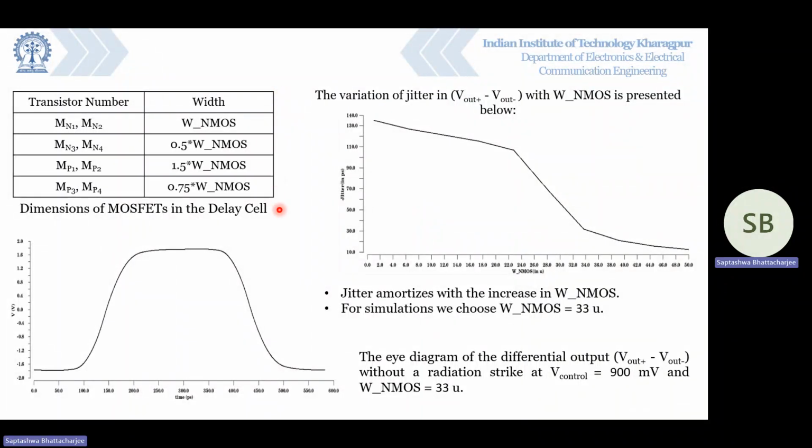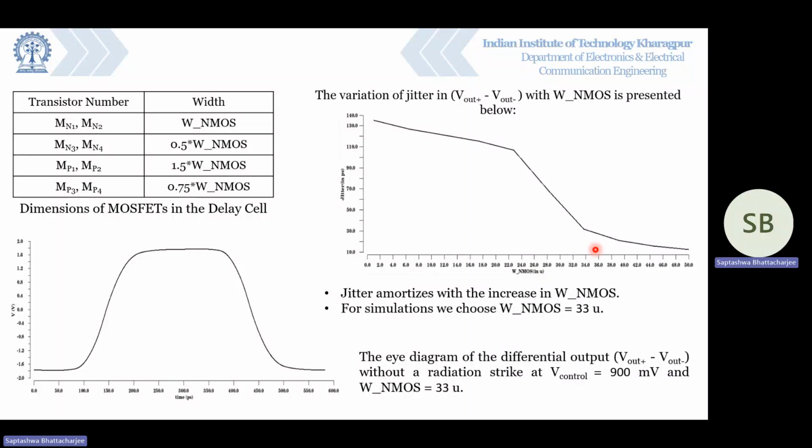This is the table which gives the relation between the relative dimensions of the different MOSFETs. We have assumed a 1.5 ratio between PMOS and NMOS, which is the ratio of their mobilities of holes and electron. Now for the previous architecture, the only variable is WNMOS. So we have plotted the variation of jitter in the differential output with the width of the NMOS, and this kind of a graph is obtained.